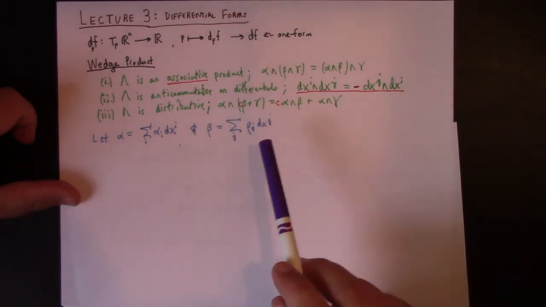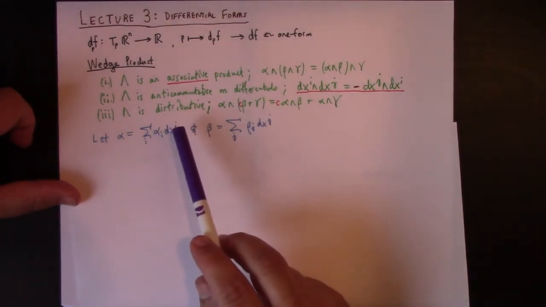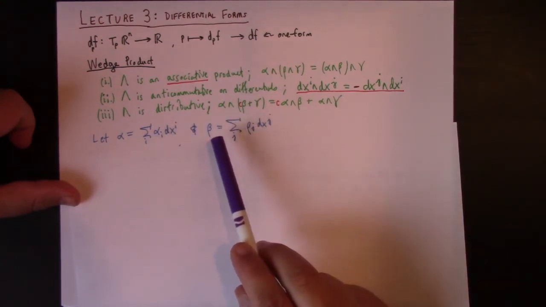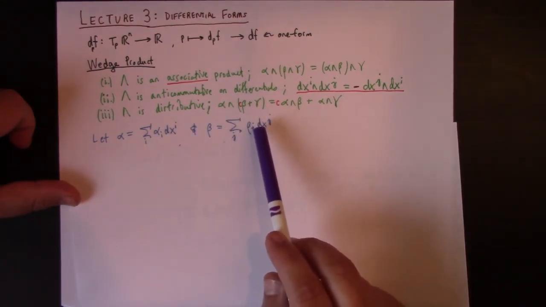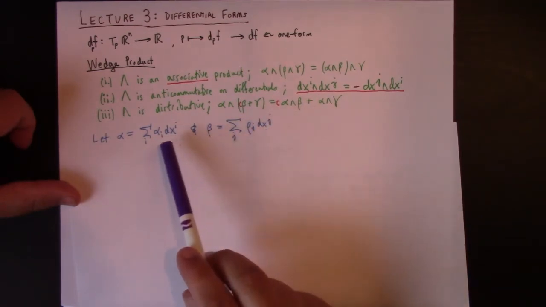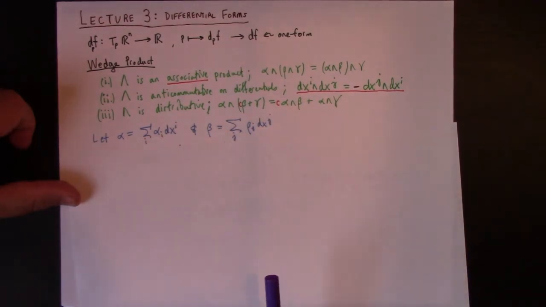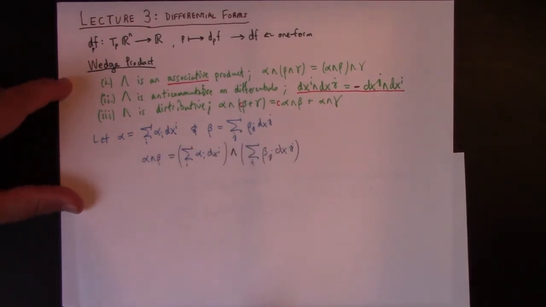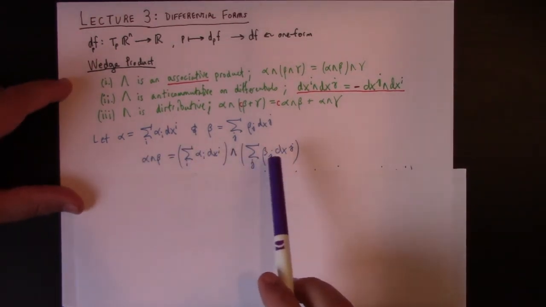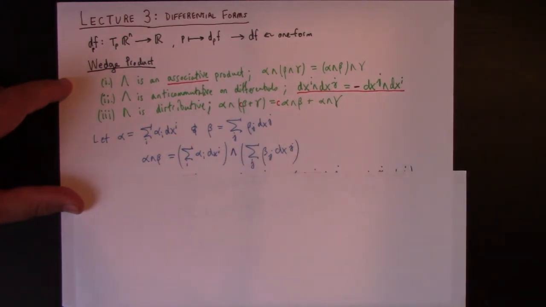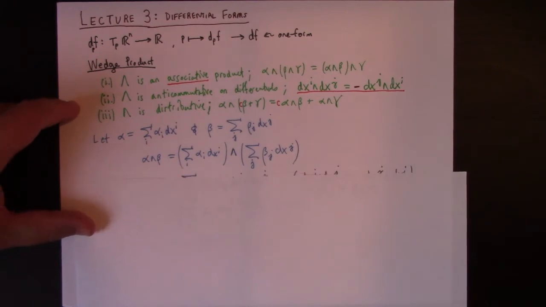An arbitrary one form is built with coefficients, which are functions, alpha i and beta j, for alpha 1 all the way to alpha n, beta 1 to beta n. These are functions, okay? And if I look at alpha wedge beta, I'm going to be able to show that that's equal to minus beta wedge alpha. Let's see how. So alpha wedge beta, I have alpha wedge beta, like so.